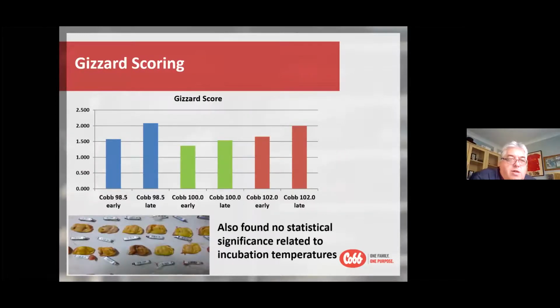We also looked at the gizzards, because we know that gizzard erosion can be caused by mycotoxins in feed, but some people also ask, is there an impact of eye temperatures in incubation or extended length, the chicks which have been too long in incubation? Again, when we looked at these different scenarios, we didn't find anything statistically significant which related to incubation temperatures.